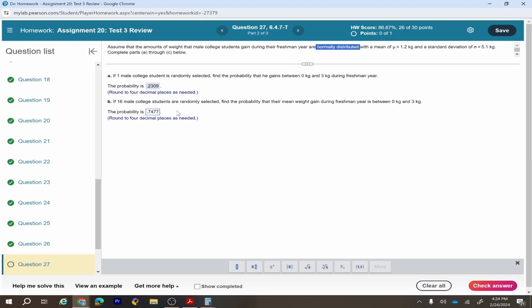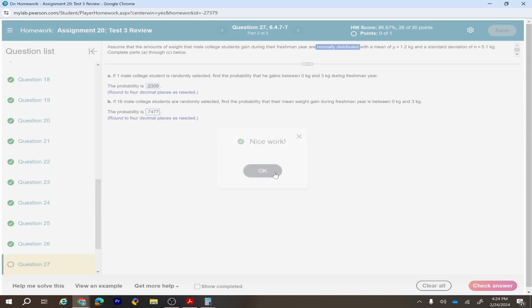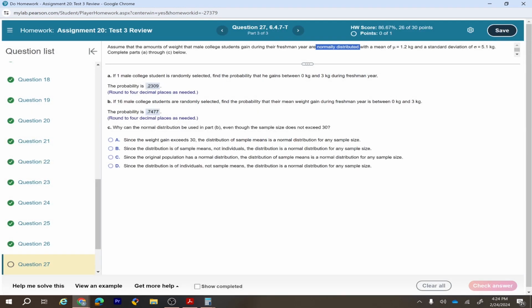There are two situations where we can use the central limit theorem. If the original population is normally distributed, then the sample can be treated as normally distributed, or the sample size is greater than 30. In this case, the original population is normally distributed, so we can use it. Why can the normal distribution be used in part B? Because the original population has a normal distribution.